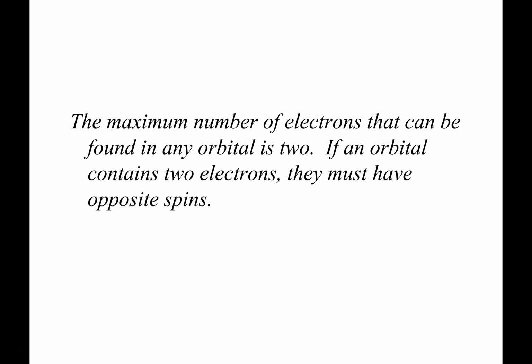That orbital will have a particular M sub L value. But what makes those electrons unique is that one will have a plus 1/2 and one will have a minus 1/2. That's Pauli's exclusion principle.